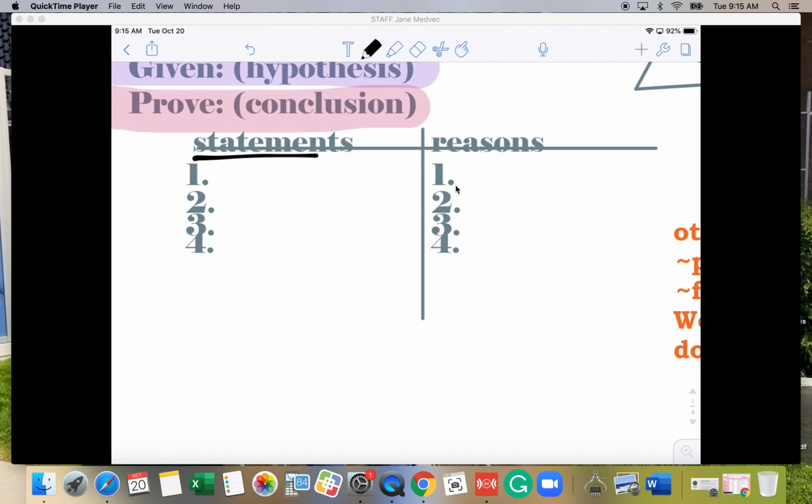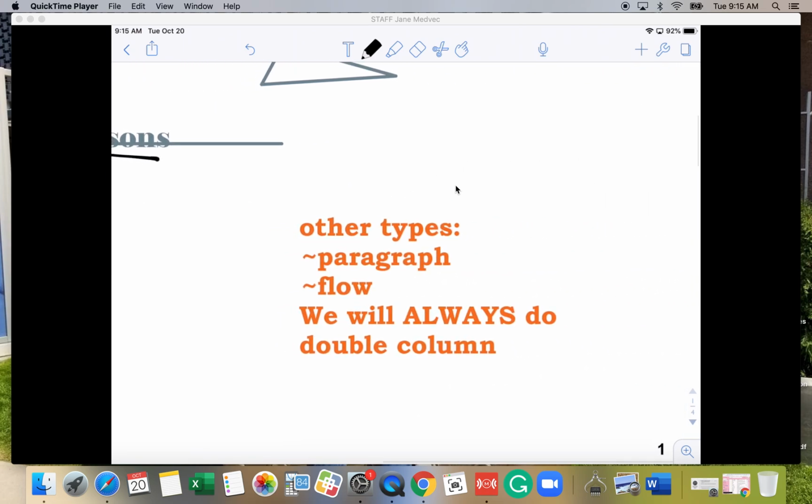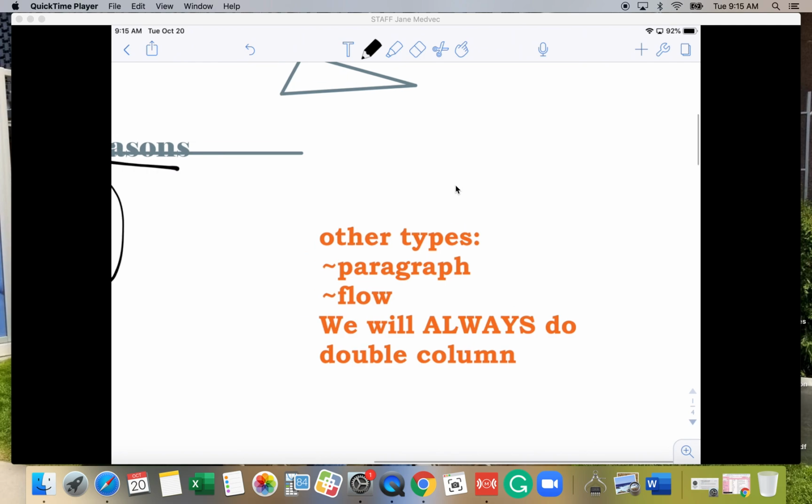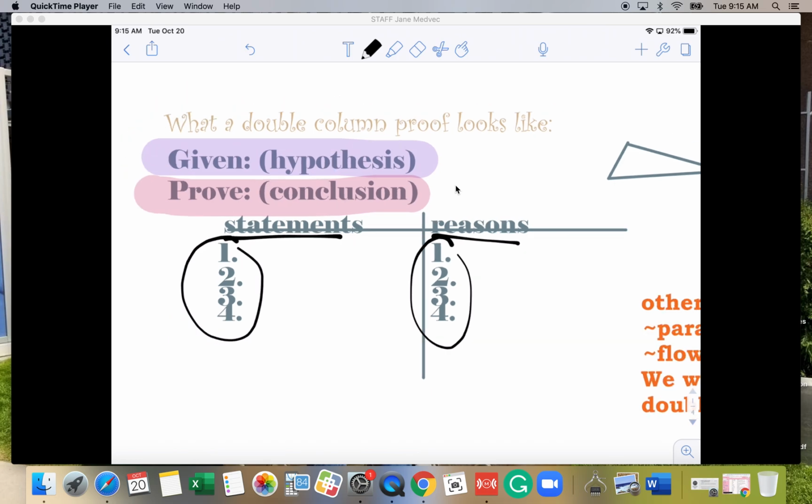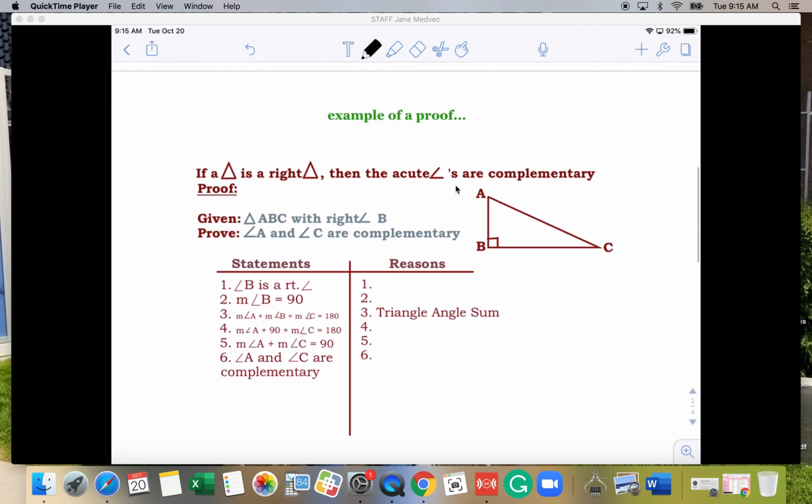Now you're going to notice that we have something that creates two columns. The first part is the statements, the second part is the reasons. When you do proofs for this class, you're going to write that out at the top of your two-column proof. Notice that you number the left-hand side and number the right-hand side, and that's really important as you're doing your proofs. Now, just FYI, there are other types of proofs. There's a paragraph proof, a flow proof, but for our class, we will be working on the double column proof, which looks like this. Let's go on and do an example of a proof.